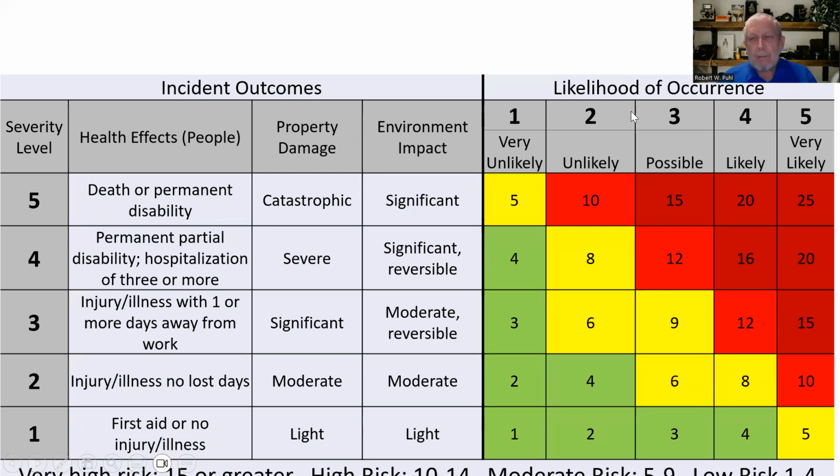That's what it looks like. It's pretty simple when you look at it. You have the severity level going from lowest to highest, the likelihood going from lowest to highest. And then you have incident outcomes: health effects, property damage, or environmental impact. And then your likelihood could be very unlikely, possible, likely, or very likely. And at the bottom is a recap, and we'll cover that in a little bit.